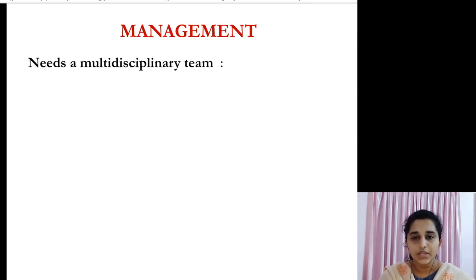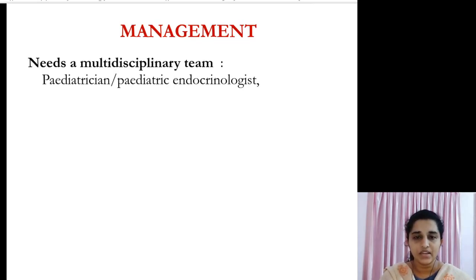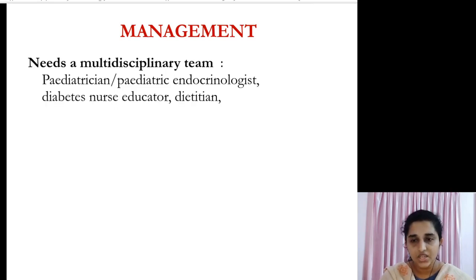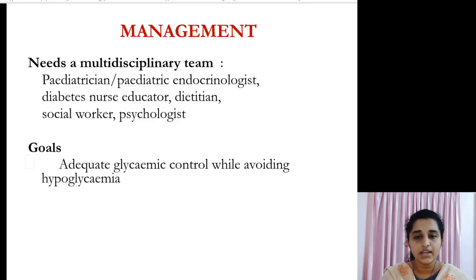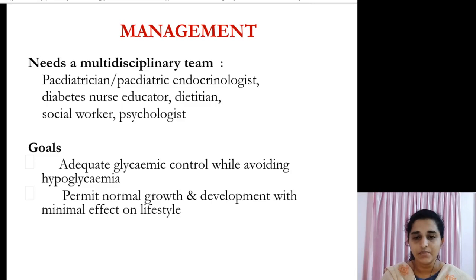Next, we are going to see about the management. We need a multidisciplinary team: a pediatrician, pediatric endocrinologist, diabetes nurse educator, dietitian, social worker and psychologist. The goals of management: first is adequate glycemic control while avoiding hypoglycemia. Next is to permit normal growth and development with minimal effect on lifestyle. And the third important goal is to prevent ketoacidosis. This is a very important goal in the management of diabetes mellitus in children: we have to prevent ketoacidosis.